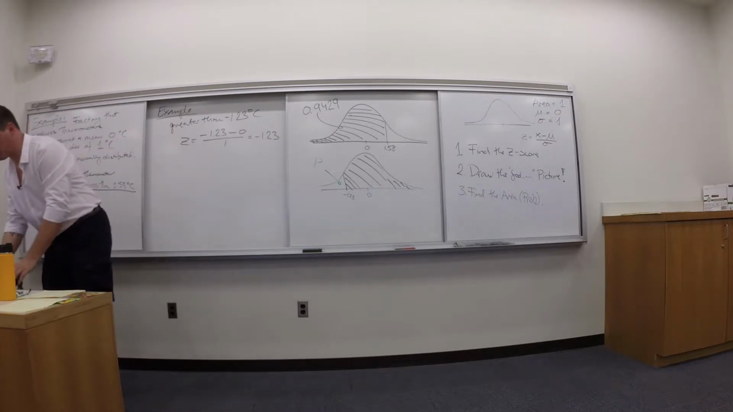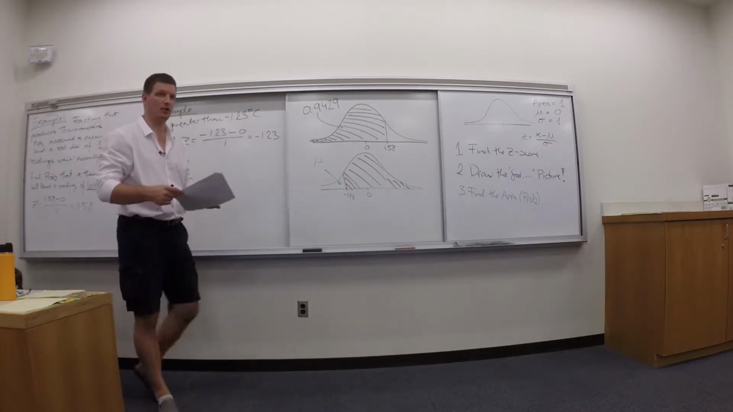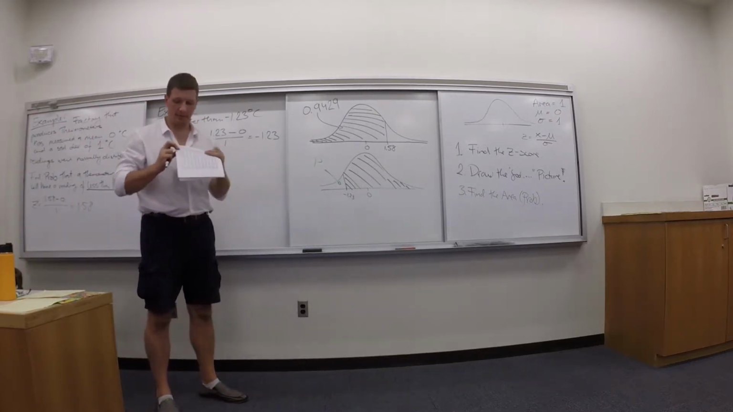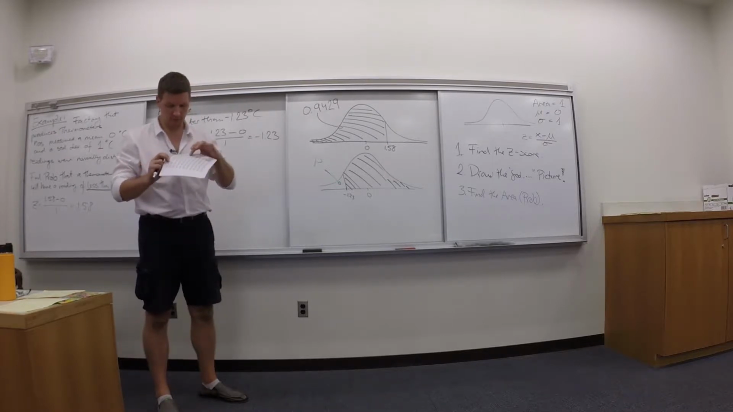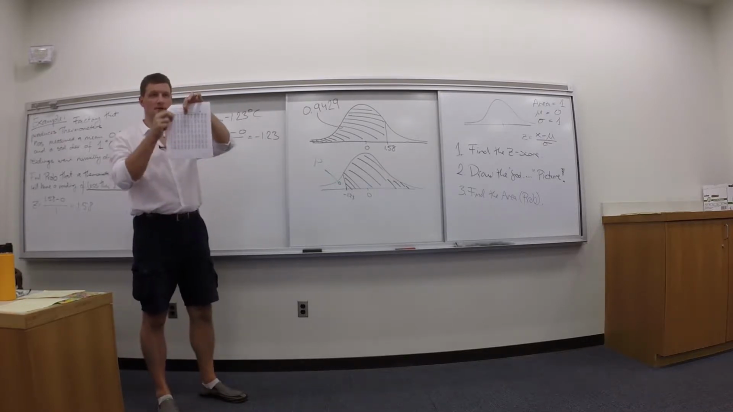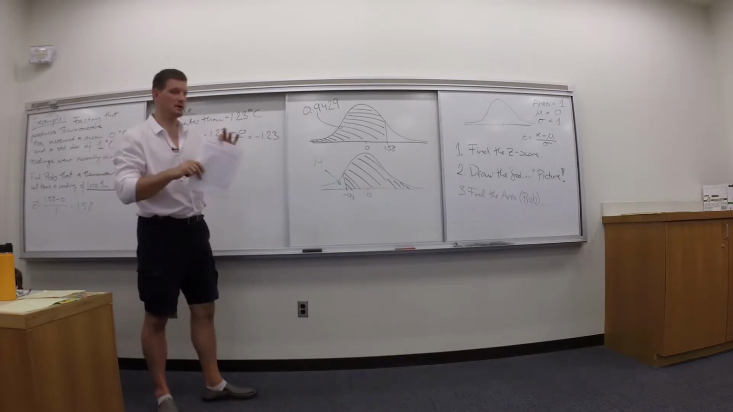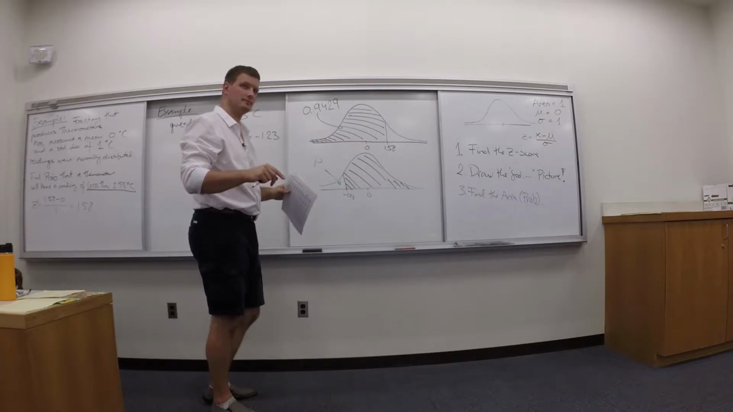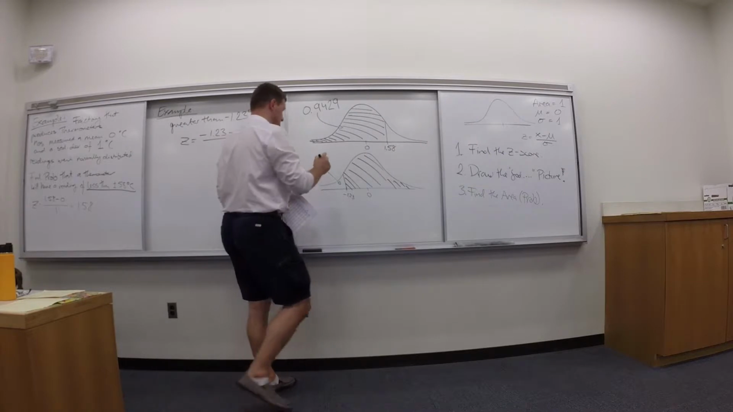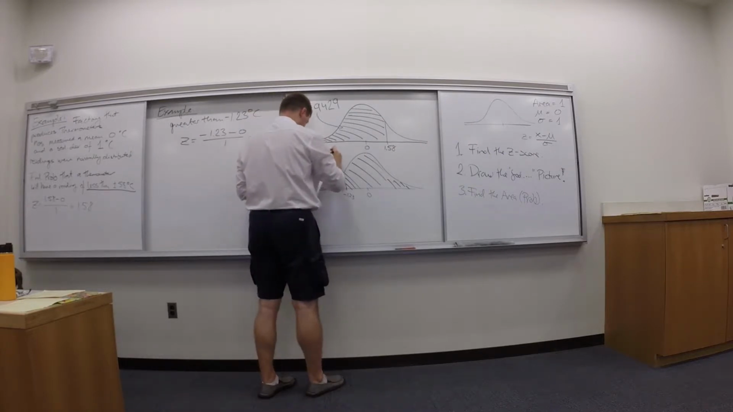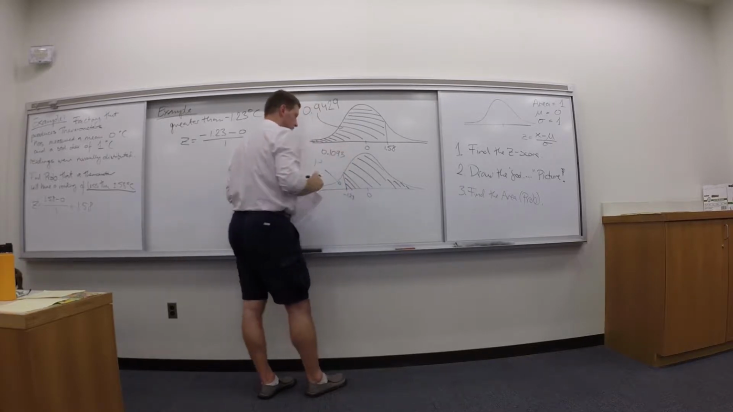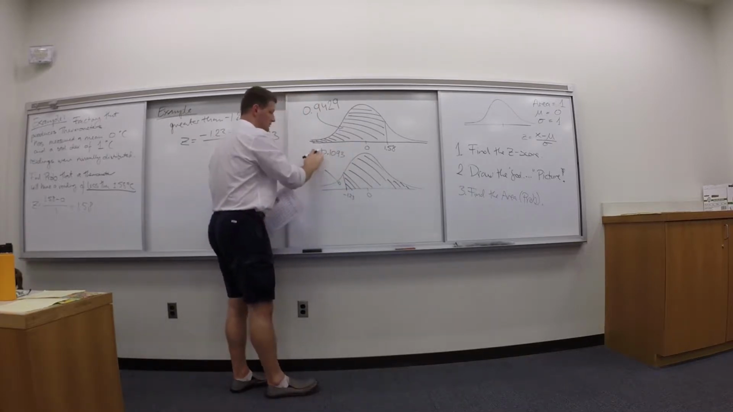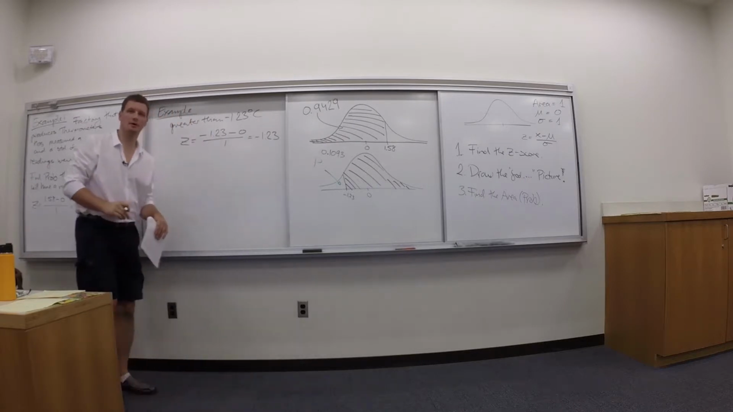So what's the probability for this area right here? So let's look at z-score negative 1.23. Negative 1.2 and 3. And what do we come up with? Front row, got something for me? No? 0.109. Right? So this area right here is this.